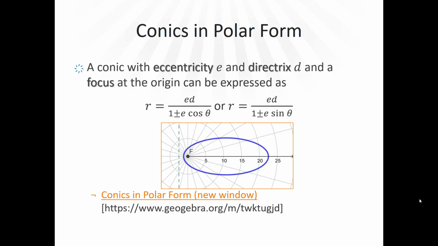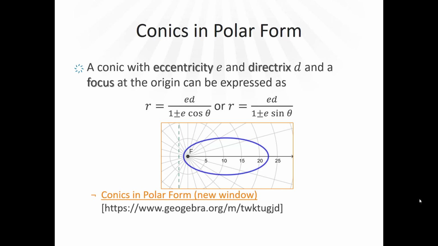With an eccentricity e, a directrix d, and a focus at the origin, we can express a conic using one of two equations. They're the same equation, it's just whether it's sine or cosine. So r equals the eccentricity times the directrix, divided by the quantity 1 plus or minus the eccentricity times either the cosine or the sine of theta.